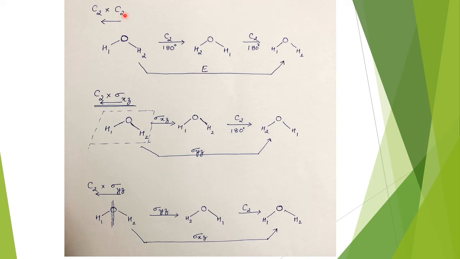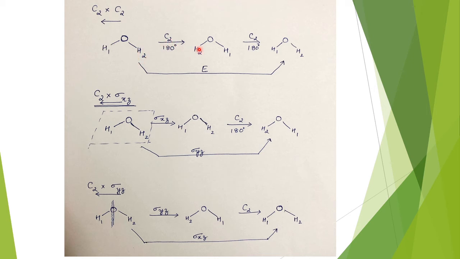C2 into C2, I'll tell you this also, where I have put an arrow towards the left hand side. That means first the symmetry operation on the right side is performed first, followed by the symmetry operation on the left side. So here you are performing C2, that is rotation through 180 degree, and you can see here there is H1 on the left hand side and H2 on the right hand side.